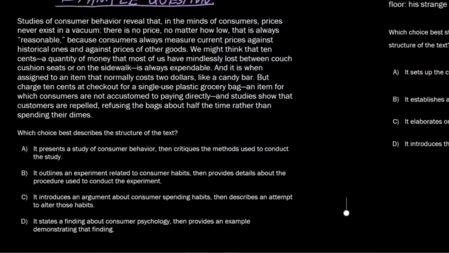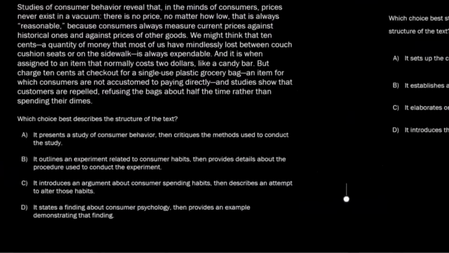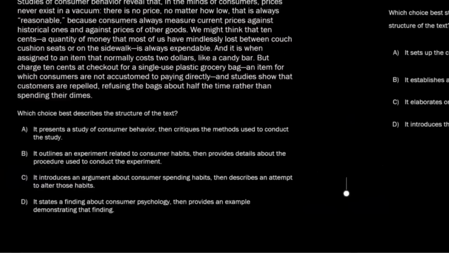Studies of consumer behavior reveal that in the minds of consumers, prices never exist in a vacuum. Okay. I'm going to go back and read the answer choices now. So which choice best describes the structure of the text? We know that it's going to be one of these problems here. It's the exact same wording. So A, it presents a study of consumer behavior, then critiques the methods used to conduct the study. B, it outlines an experiment, then it provides details.